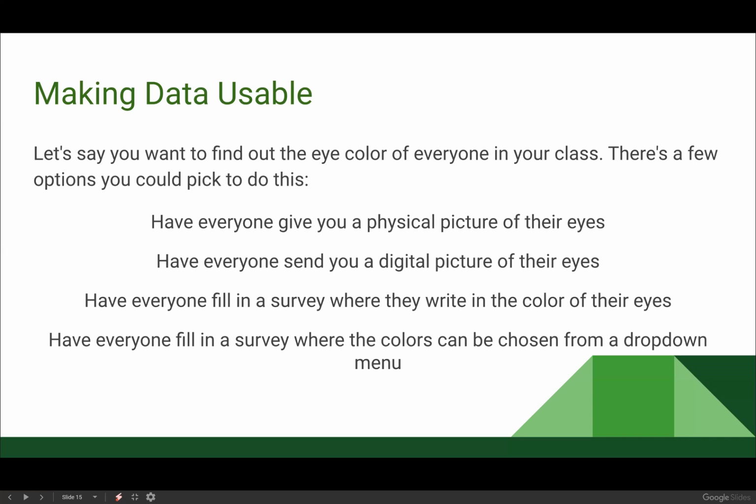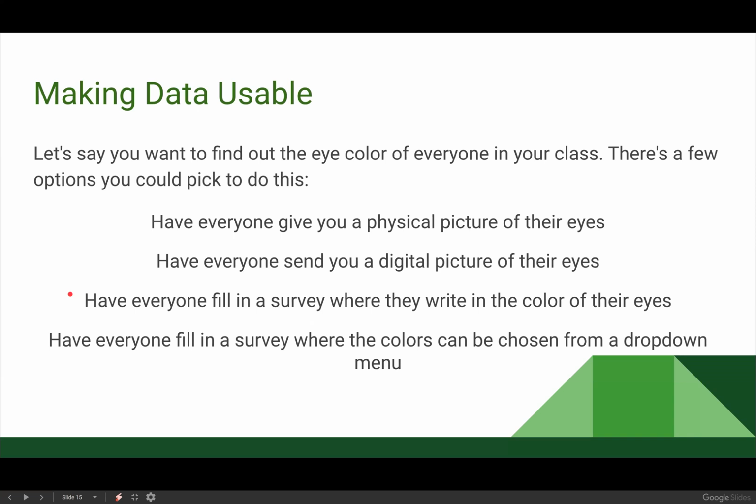As you can see, we're getting easier and easier to process, or less and less work on our end in the processing, because if we have everyone give us a physical picture of their eyes, we have to look through all these physical pictures. We have to see what color we think those eyes are and then mark it in a spreadsheet. And do the same over and over again. And it's not much better with a digital picture, because we're doing the same process. We're looking at all the different pictures and trying to figure out what color those are.